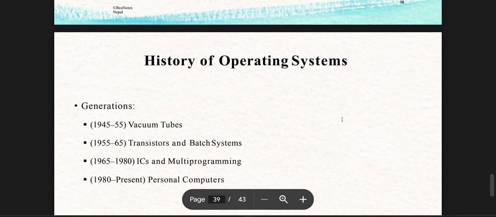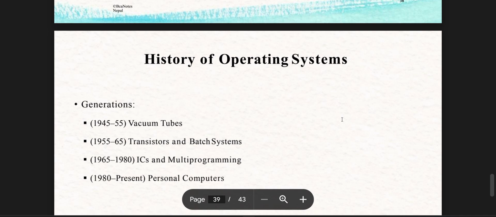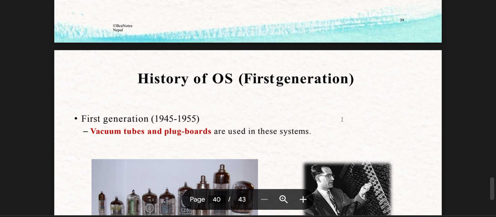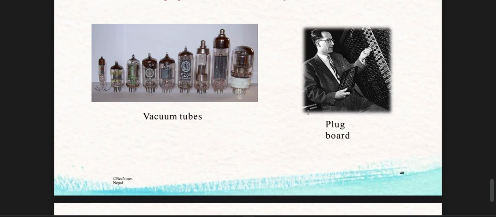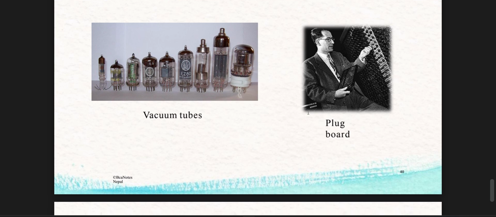History of the operating system: 1945 to 1955, vacuum tubes; 1955 to 1965, transistors and batch processing; 1965 to 1980, ICs and multiprogramming; 1980 to present, personal computers. First generation: vacuum tubes are used in this system.